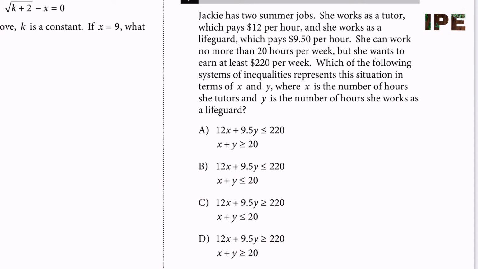Number 7. Jackie has 2 summer jobs. She works as a tutor, which pays $12 per hour, and she works as a lifeguard, which pays $9.50 per hour. She can work no more than 20 hours. I already explained that: no more than 20 hours, so less than or equal to 20 hours, right? But she wants to earn at least $220, greater than or equal to $220.